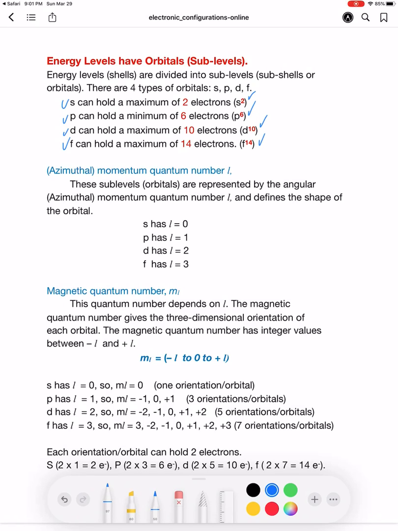there's the angular momentum quantum number l for each orbital. These are things that you need to know and remember. The s has l equal 0, p 1, d 2, and f 3.